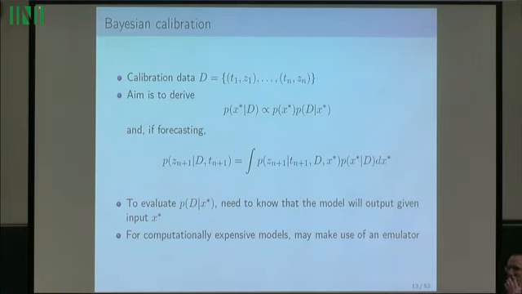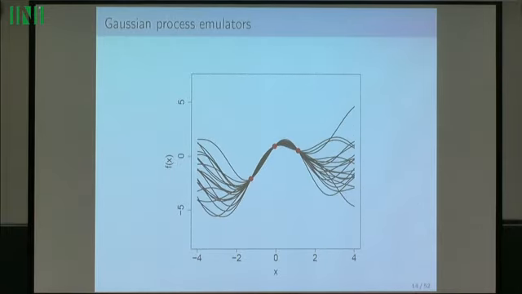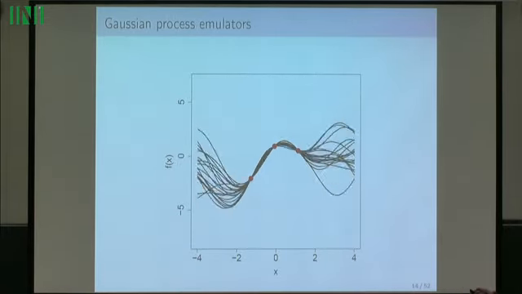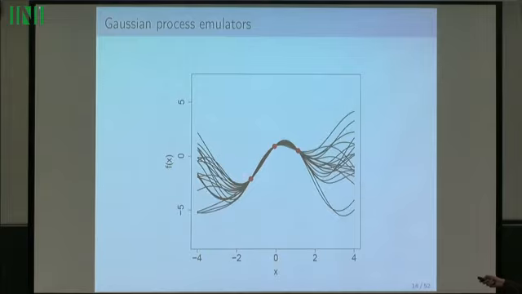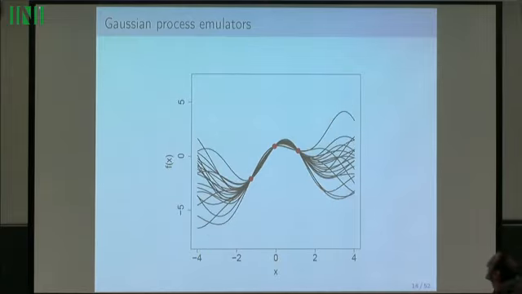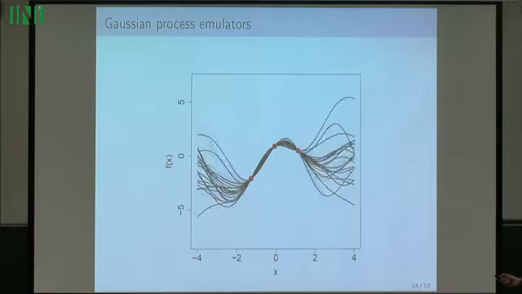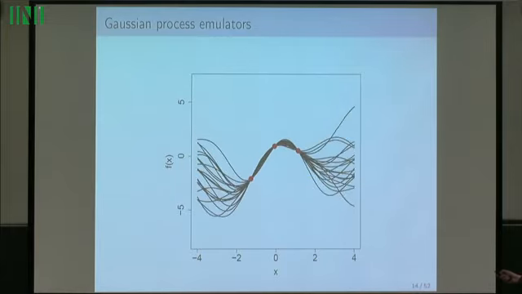I don't know if we've had a picture of an emulator yet this week. So in case you haven't, here's one. This is just a little toy one-dimensional example. So basically the idea is you would run the model at a certain number of inputs that you can afford to do, and then we use this Gaussian process model where we quantify uncertainty about what the model would do at intervening inputs.